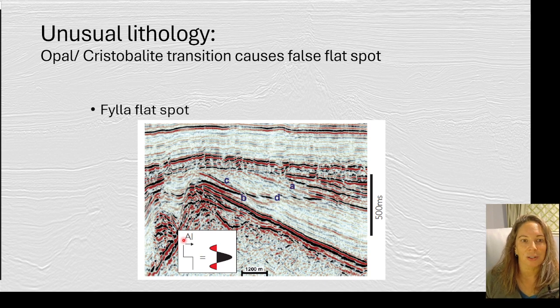Unusual lithology is also something we need to be aware of. You can get a false flat spot. This is the case of a flat spot due to an opal cristobalite transition. You can see it right in here.